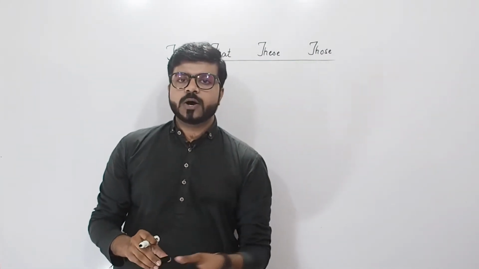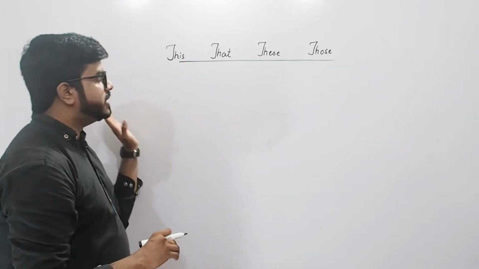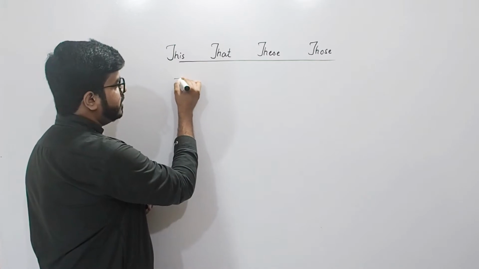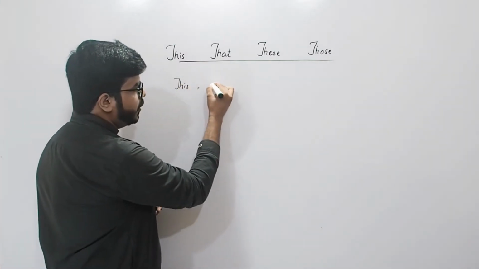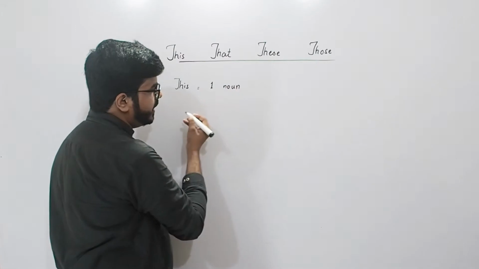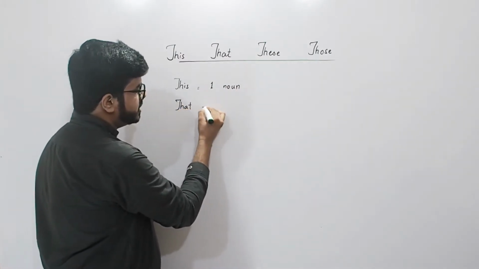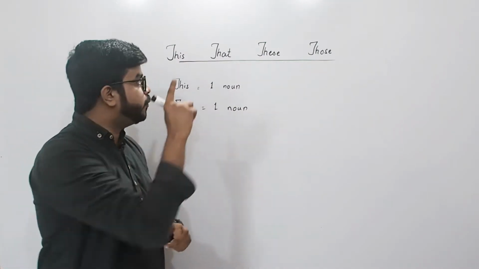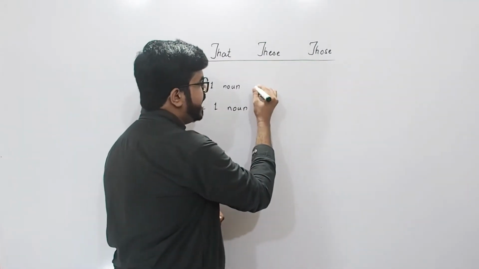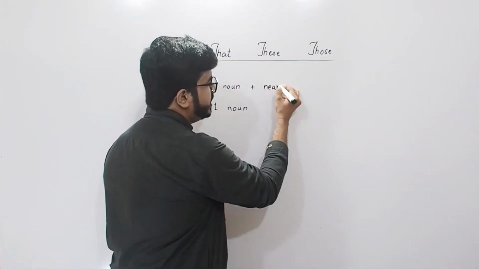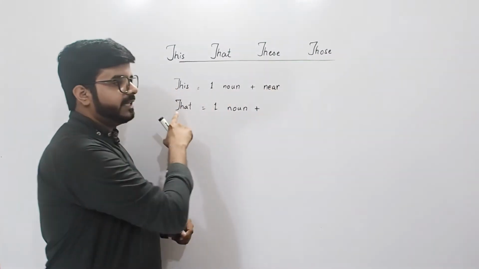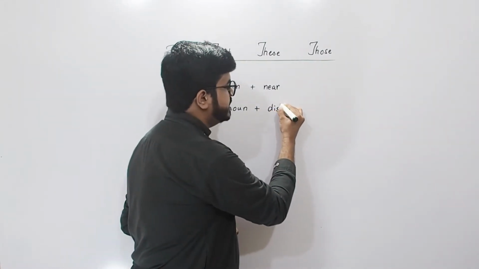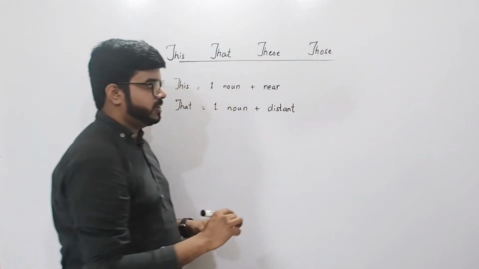Whenever we talk about one noun, we use either this or that, right? We use this for one noun, and we use that for one noun as well. But there is one more thing: for this, the one specific thing has to be nearby. And that we use for one thing that is a bit distant, not close, right?